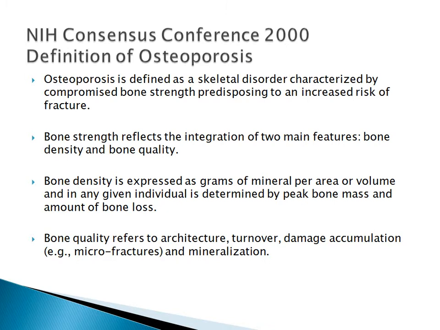So the bottom line here is that osteoporosis is not defined strictly by the T-score, but it is a measure of bone strength that consists of bone density and bone quality. And we can measure bone density and bone quality, but we can't measure bone strength directly.